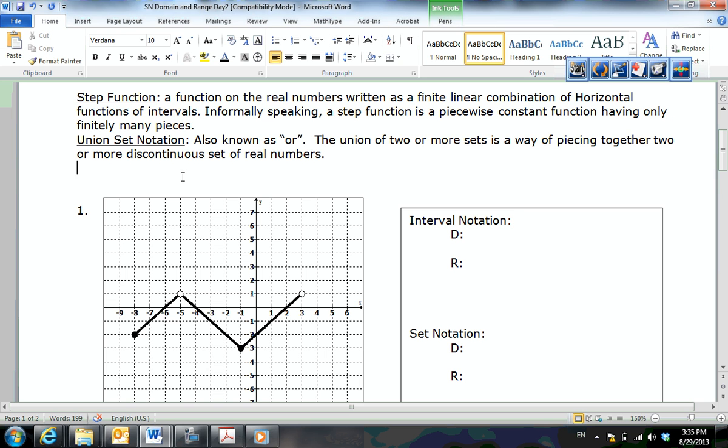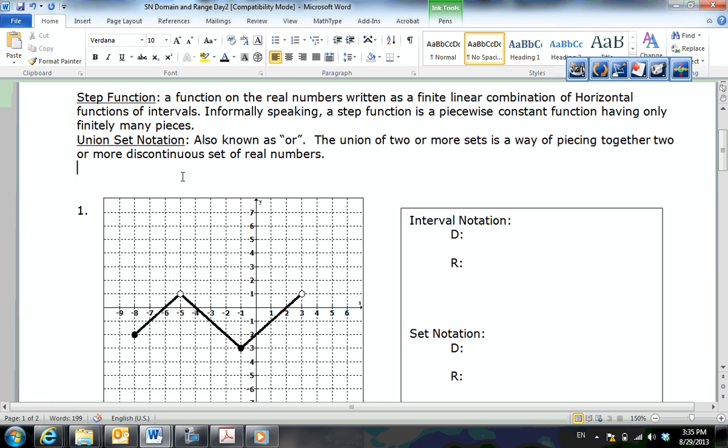It's basically taking pieces of a given domain and just going again, again, and again. So if you look at that, our y values are only certain numbers. That's what a step function is.